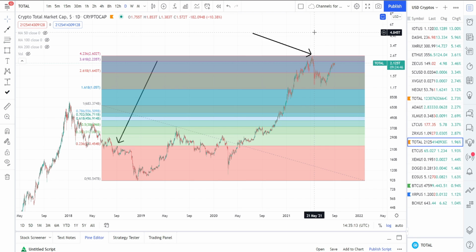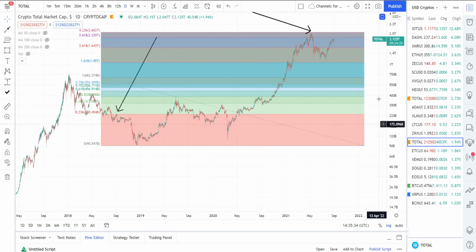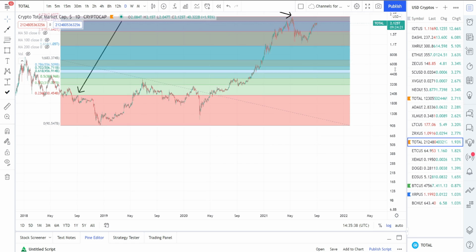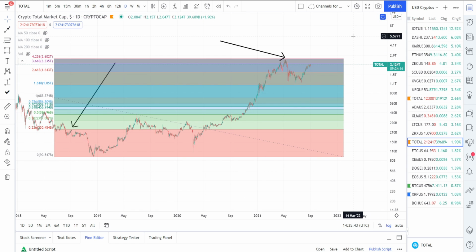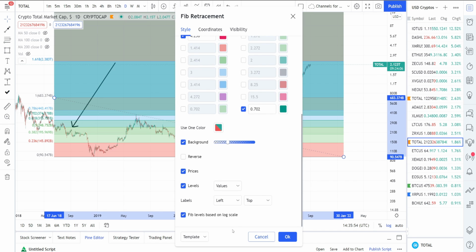So people ask me all the time, why am I using standard Fibonacci's on log scale charts? And the reason is because if I take us off of log scale, it doesn't change anything. The fibs will stay exactly where they are no matter what I do. And I have not found circumstances that are reliable in the cryptocurrency market to justify swapping over here to fib levels based on log scale.